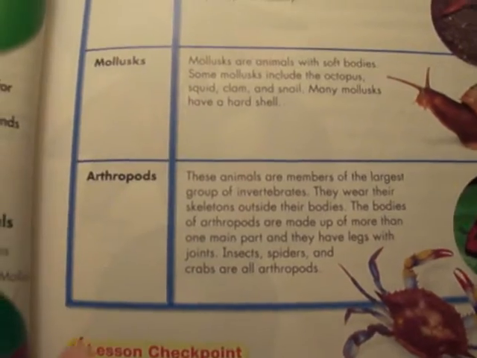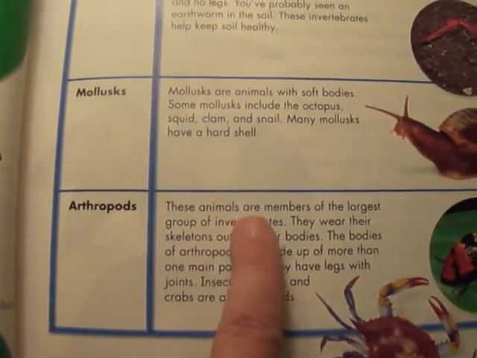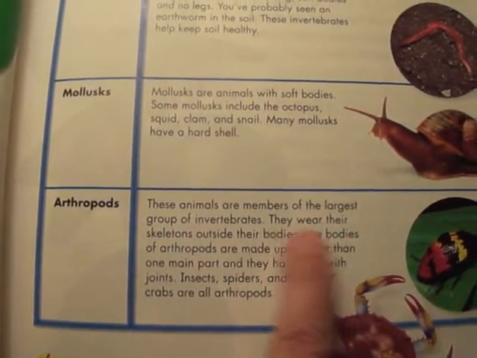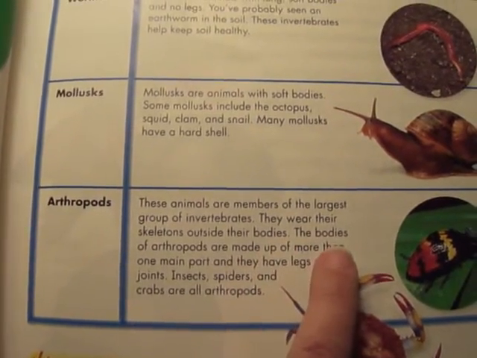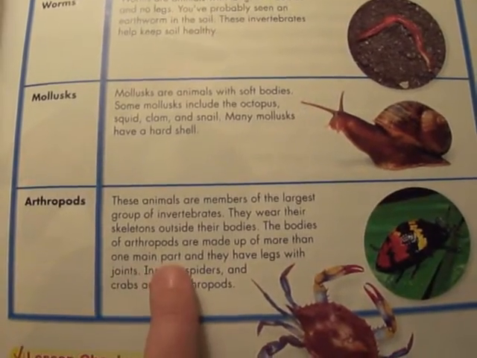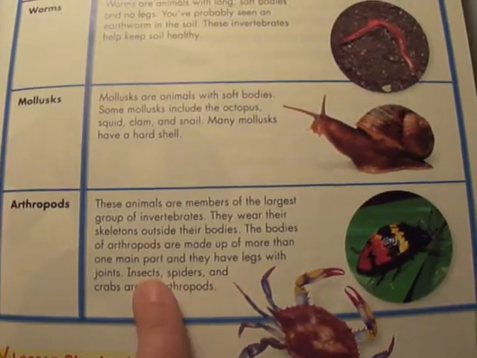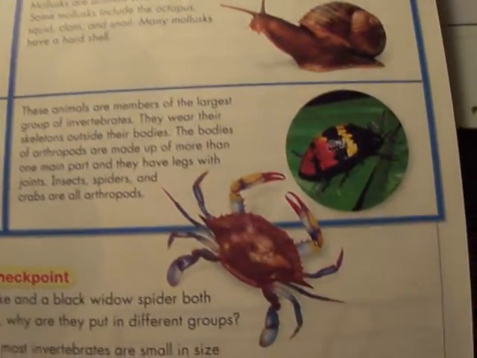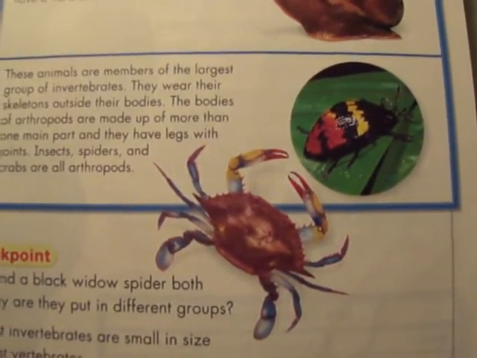Okay, next we have arthropods. These animals are members of the largest group of invertebrates. They wear their skeletons outside their bodies. The bodies of arthropods are made up of more than one main part, and they have legs with joints. Insects, spiders, and crabs are all arthropods. There's an example of some arthropods right there.